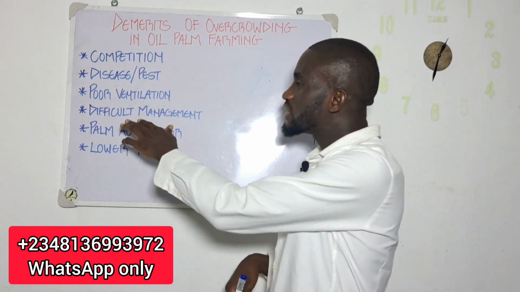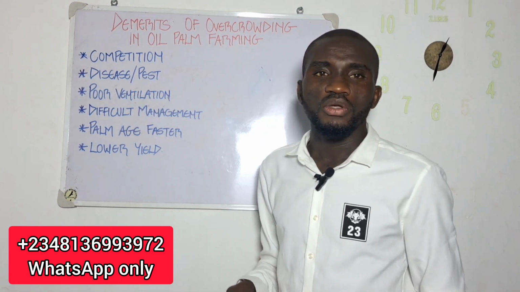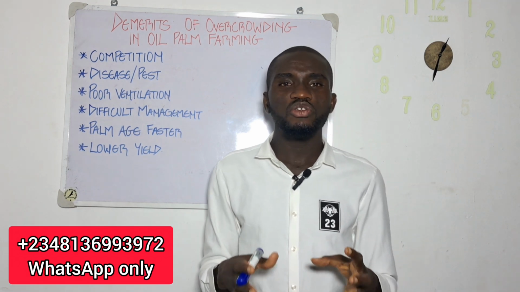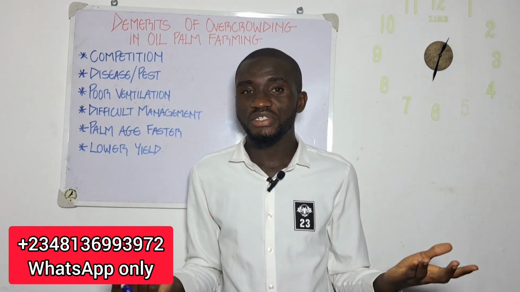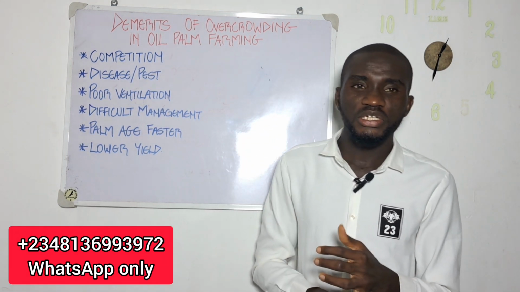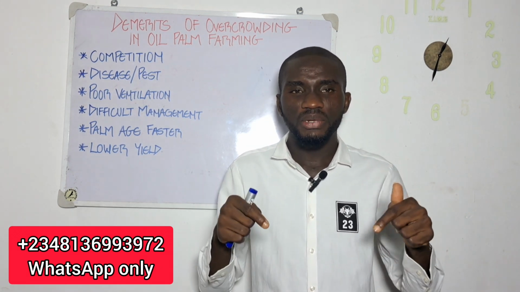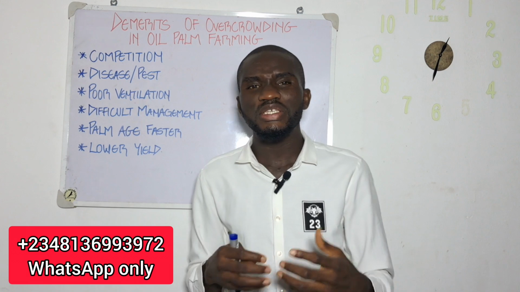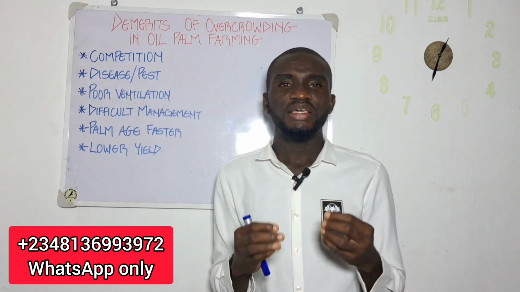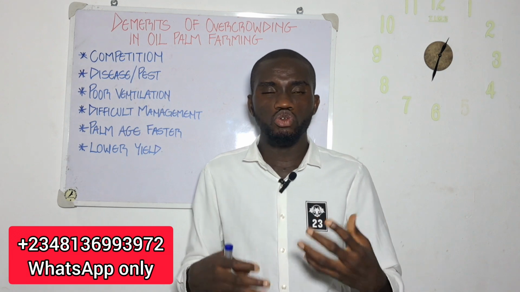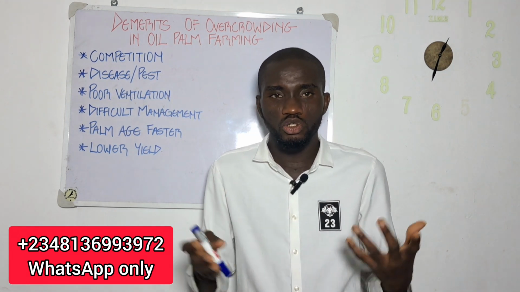Now, another thing is poor ventilation. Whenever you have 100 trees on an acre where you're supposed to have just 60 trees, there will be poor ventilation, and it will increase the humidity of that farmland. When humidity increases, it breeds disease. It provides an environment that is favorable for disease incubation and pest infestation on your farm.